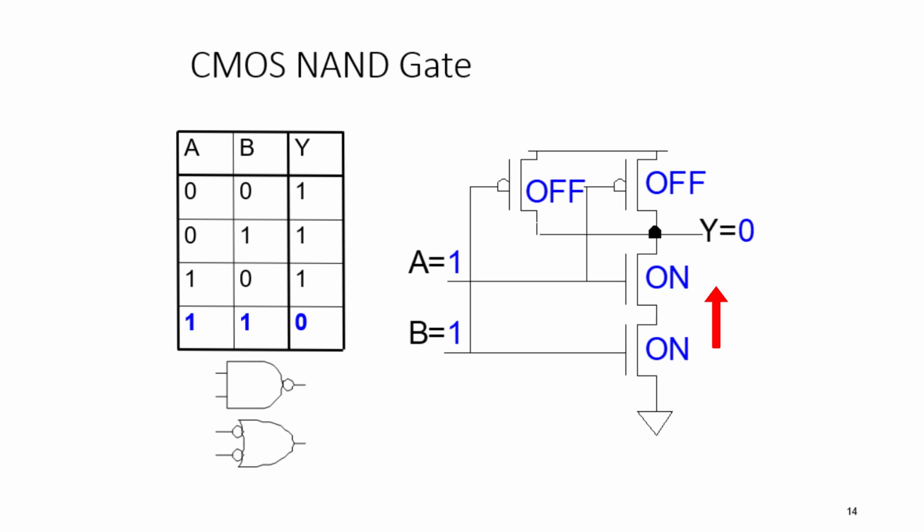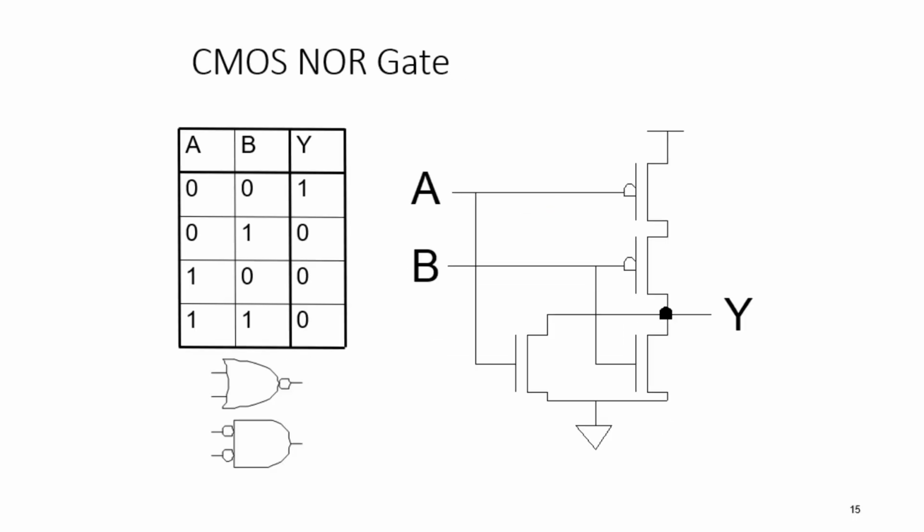So this is how the CMOS NAND gate operates. Now let's move our attention to the CMOS NOR gate. And we know that for a NOR gate, only if both the inputs are 0, the output is 1, and the output for all the other combinations is 0. Let's see how this circuit is connected.